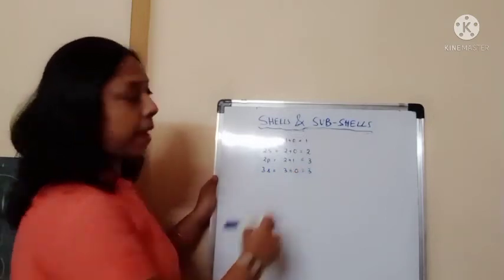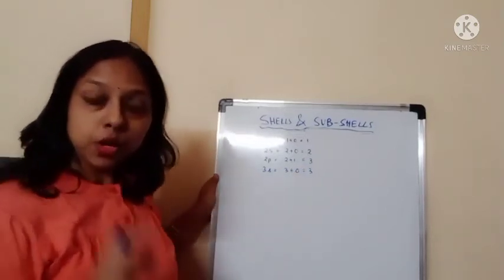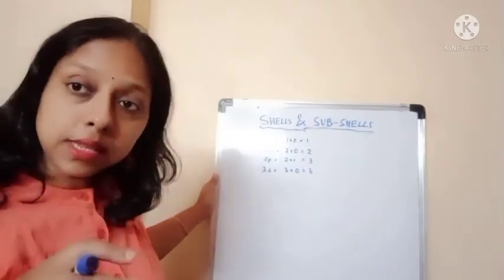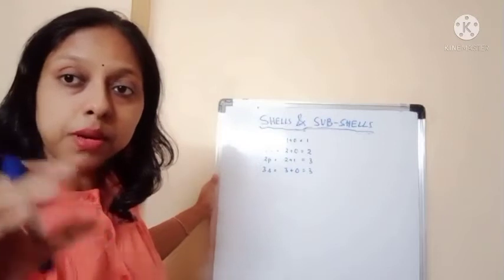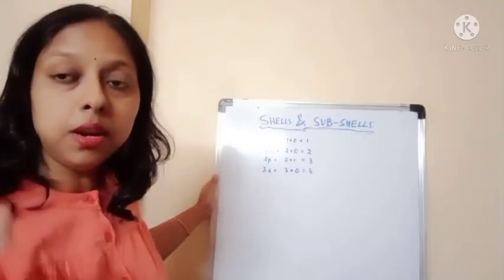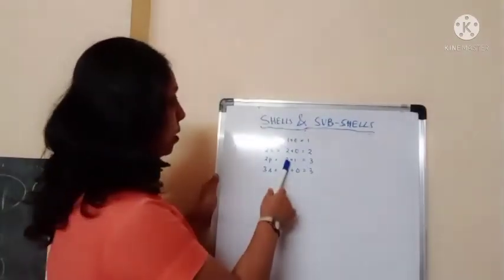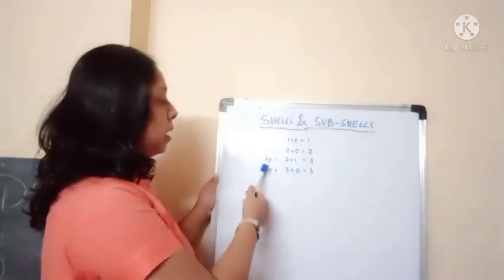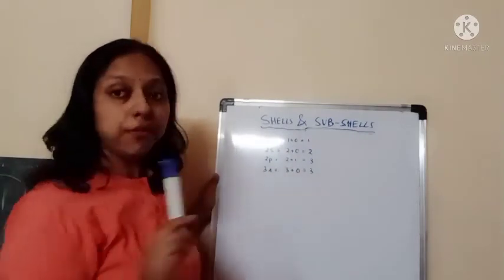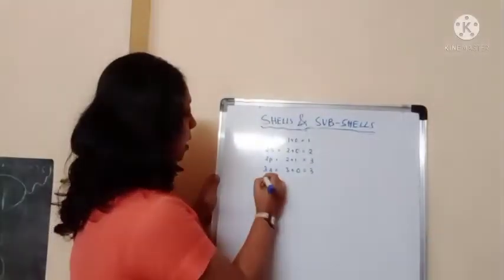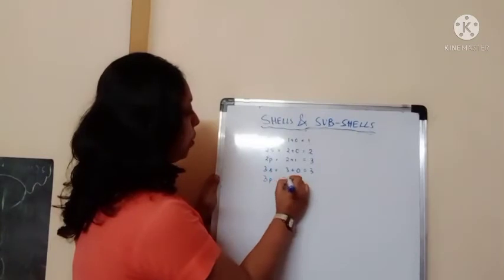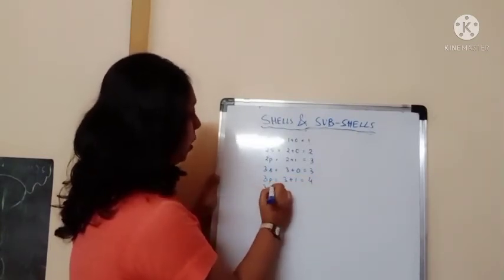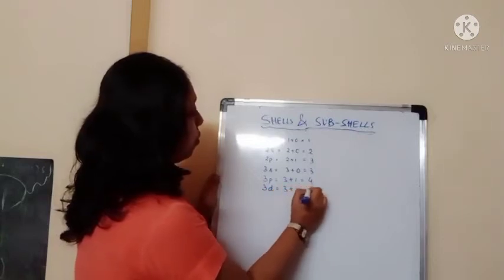Now both of them have got the same energy level. So which one will be filled first? The one with the least principal shell number will be filled first. So here the principal shell number is 2 and here it is 3. So obviously 2p will be filled first. Okay. So next comes 3p, which is 3 plus 1, 4. Then 3d will be 3 plus 2, 5.